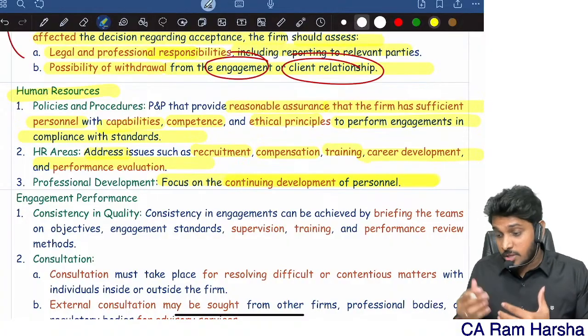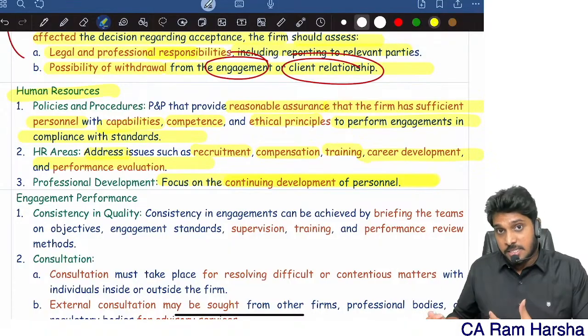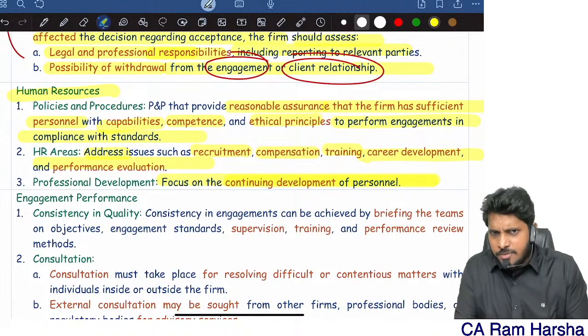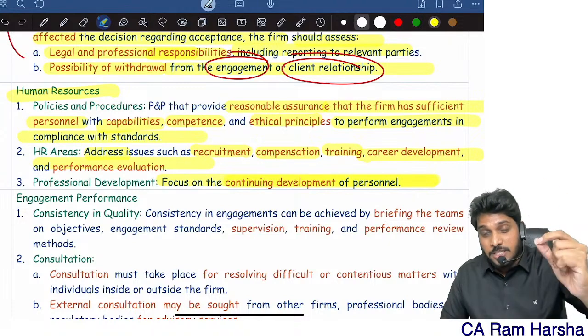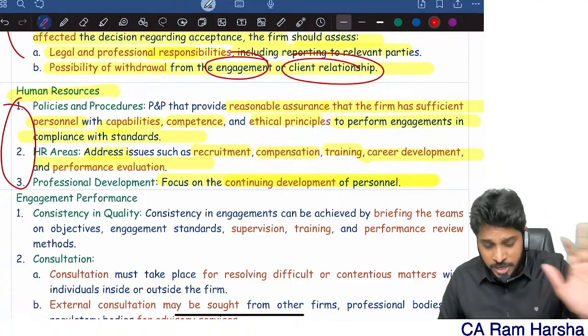Like some firms, they'll have a policy: every Saturday, full day, seminars will be conducted, updates will be discussed, like that. So one day they will dedicate for training of their staff. So that's a policy for them. So the firm shall establish policies and procedures for HR. HR policy shall address 3 issues like this. That's it. I hope you're clear.